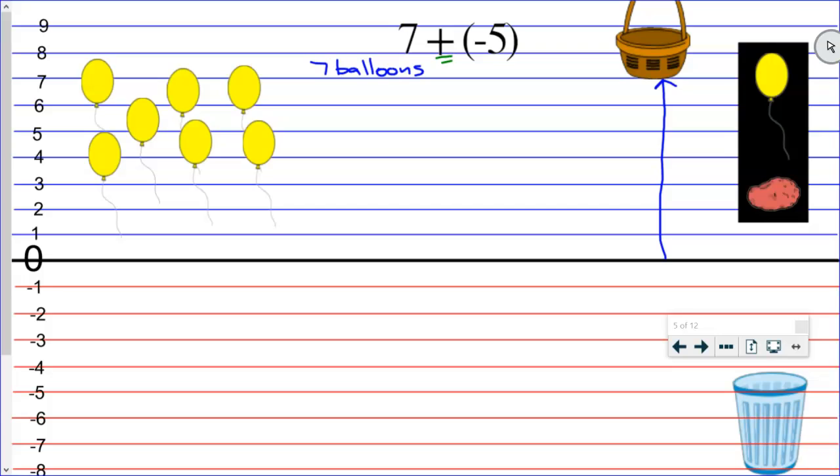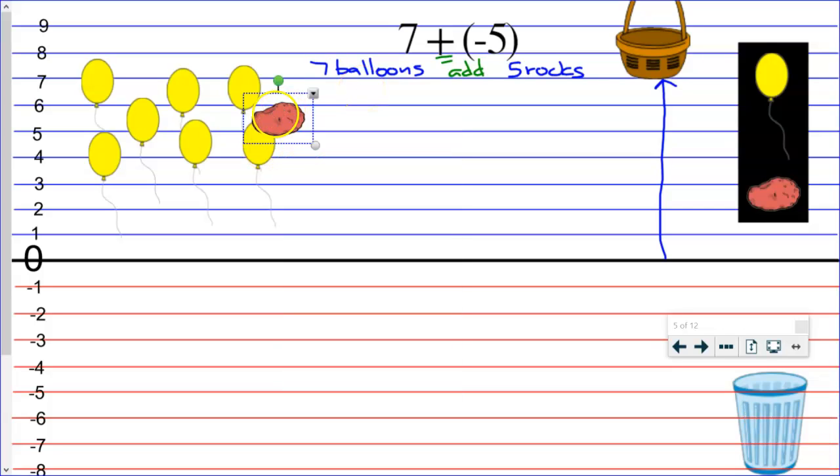Okay, you jumped a little bit ahead, but I do like what you said. So what is it that we're adding to the basket? This says negative 5, which means I'm adding in 5 rocks. Exactly. So 7 balloons, add 5 rocks. And again, anything that I'm doing up on the board, I want it to be copied down on your paper as well. 7 balloons, add 5 rocks.